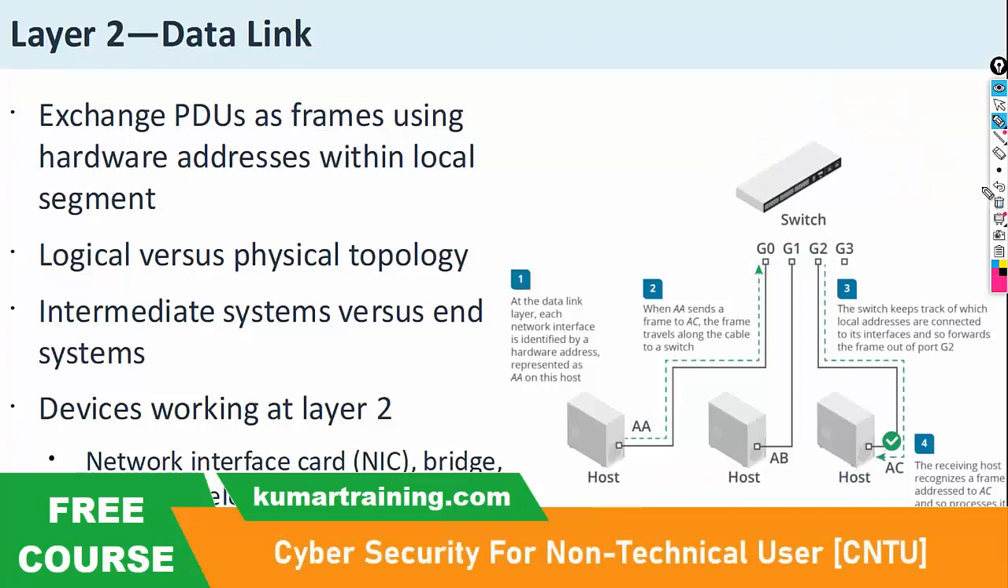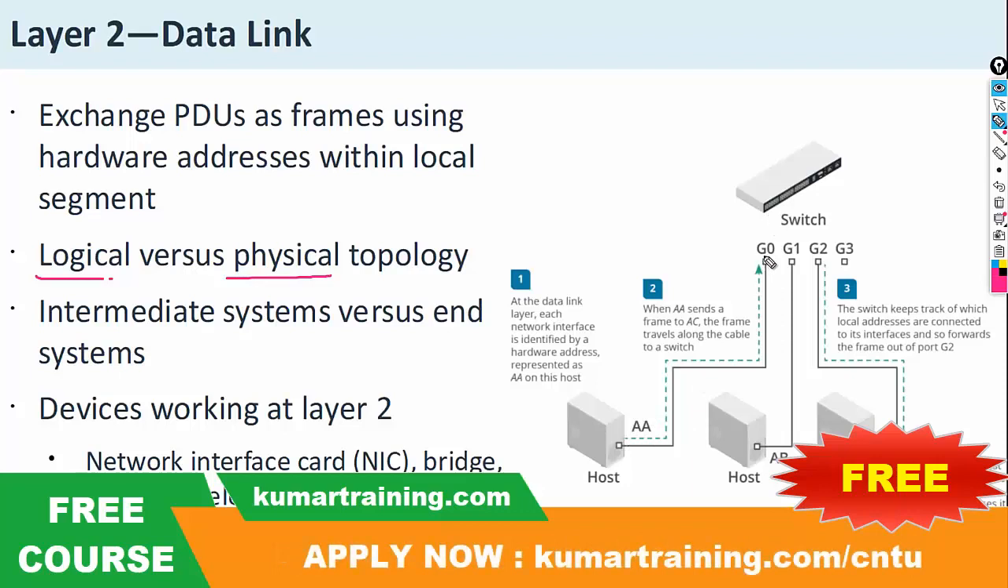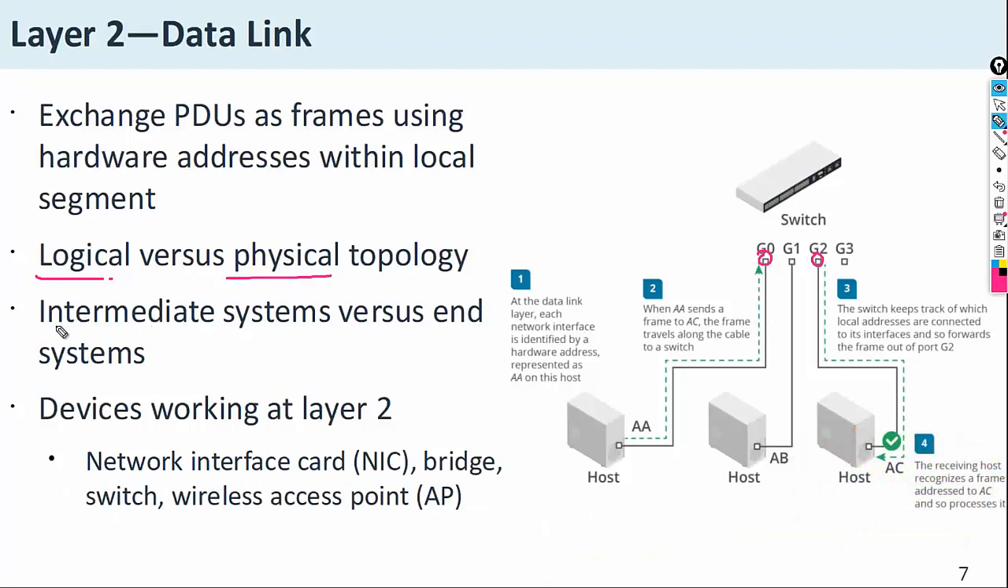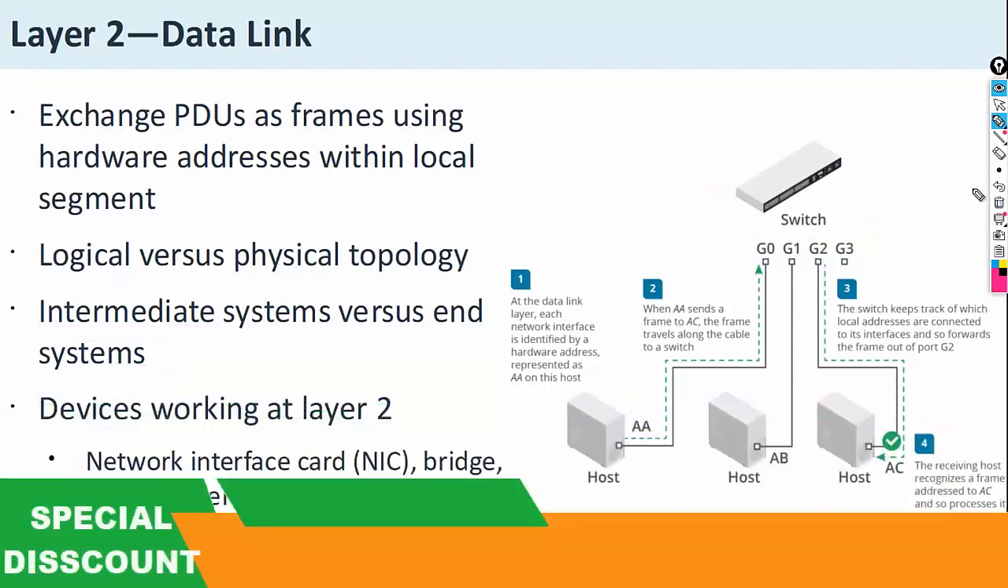There are two types of topology: logical and physical. The logical topology is actually the imagination, while the physical topology is where the cable is connected. So this is the physical topology. There are two types of systems working inside the network. One is the intermediate system; this switch is an intermediate system. The other is the end system. All the connected devices in this network are called end devices or end systems. They may be a host, server, computer, laptop, or mobile.